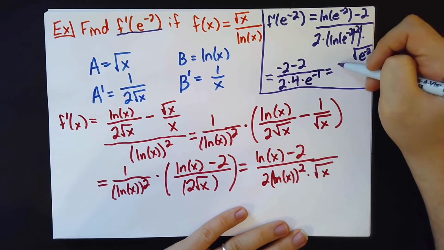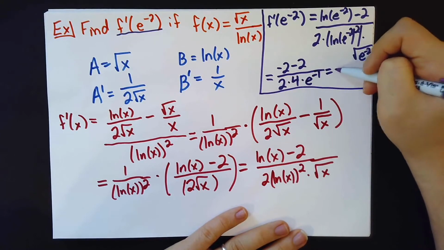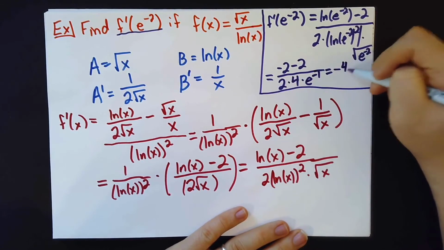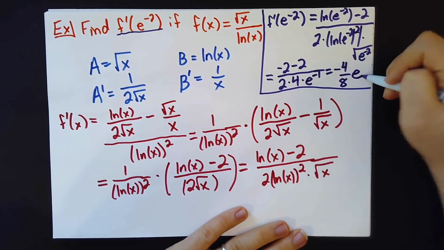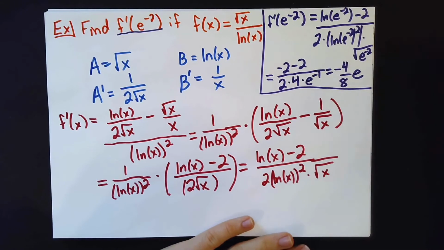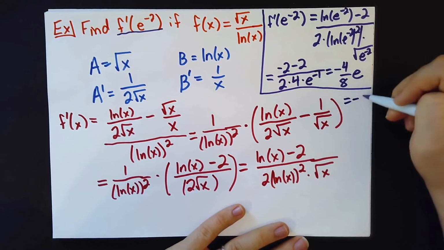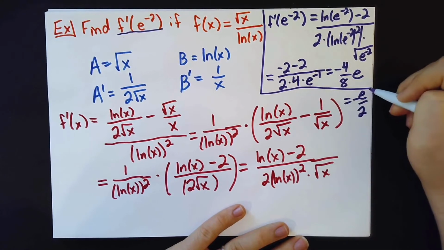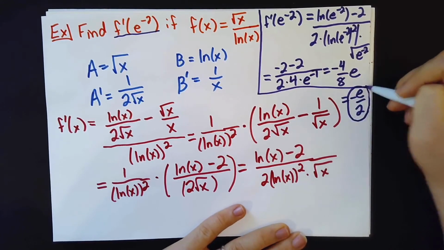So this is minus 4/8 e. Or, if you like, this is minus e over 2. And that is our final answer.